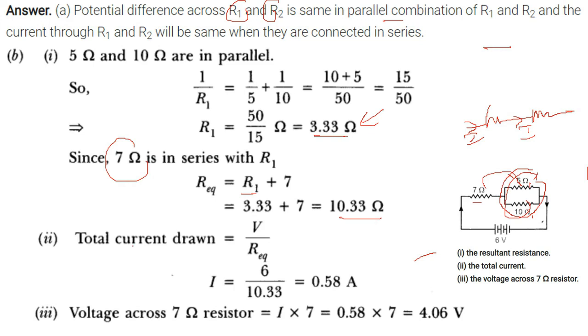Now what will be the current? I is given by V by R equivalent, which is 10.33. V is 6 volt. So I is 0.58 ampere. Now what is the voltage across this 7 ohm resistor? It is given by V equal to I into R. Resistance is 7 ohm here. So 0.58, which is the current we are going to use, into 7 is 4.06 volt.